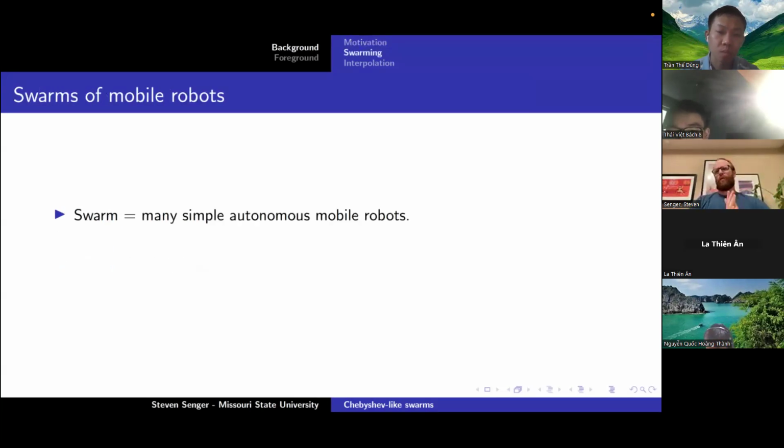Okay, so what am I talking about? I'm talking about a swarm of mobile robots. So not just one mobile robot, but many simple autonomous mobile robots. For me, when I say the word swarm, at least in today's context, I mean a large group of autonomous mobile robots.